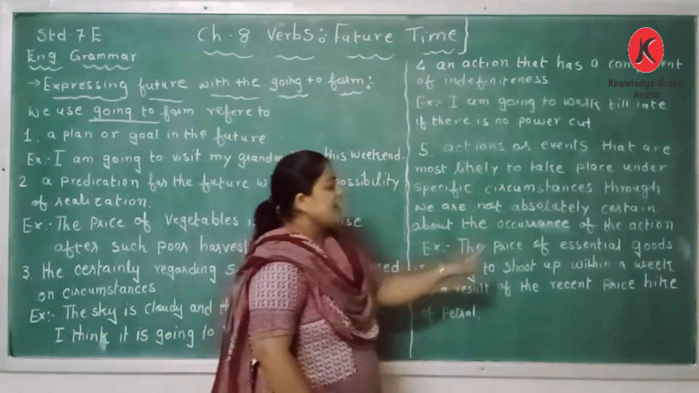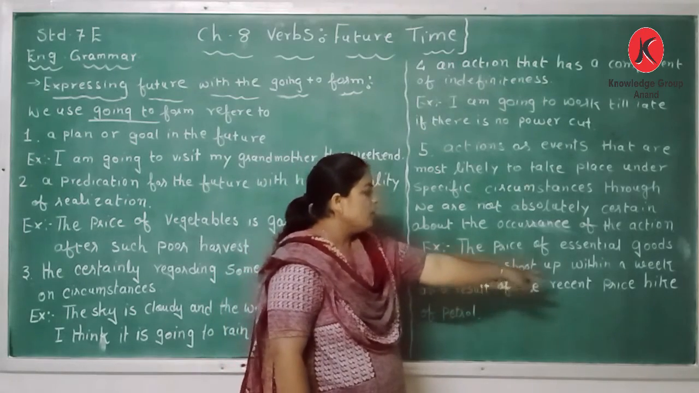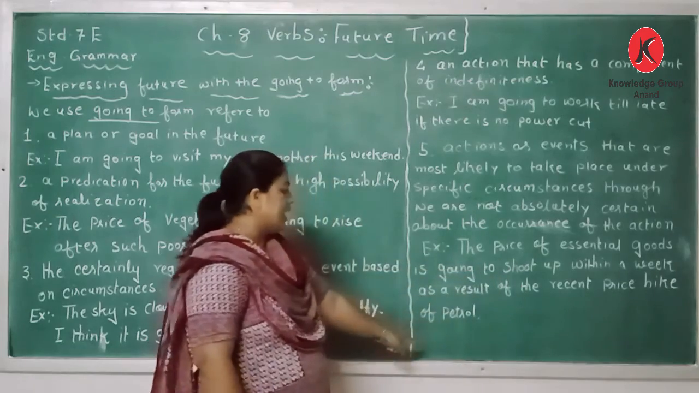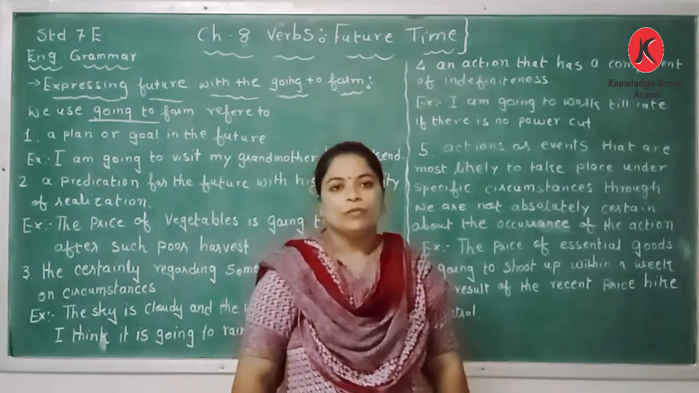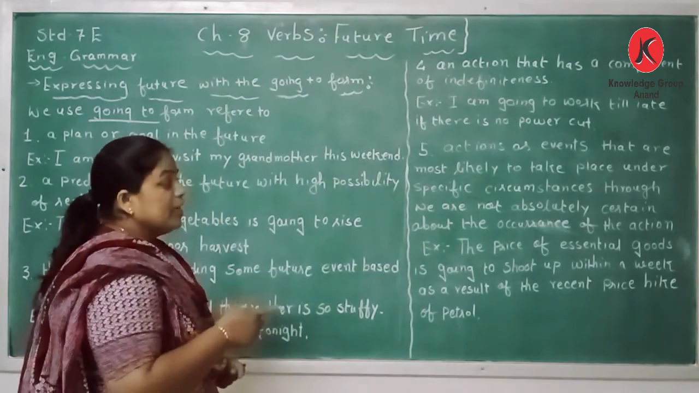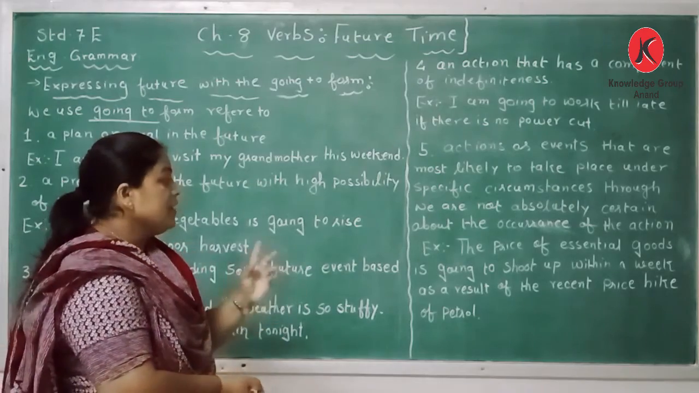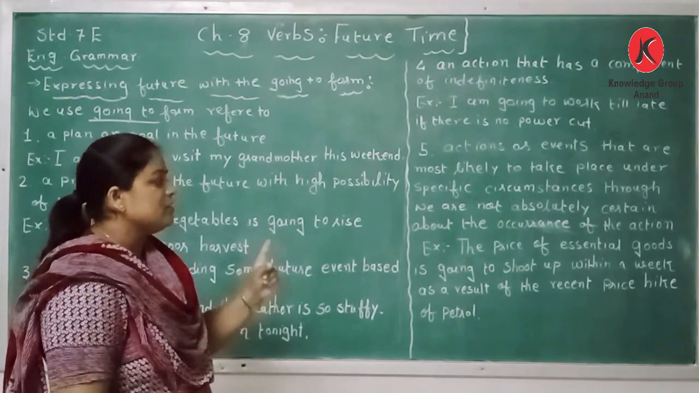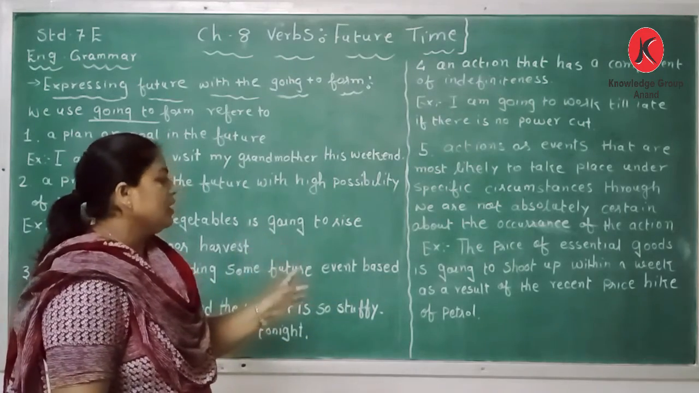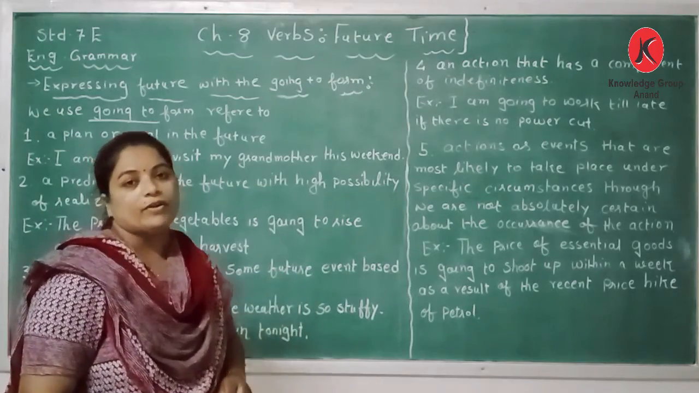The price of essential goods is going to shoot up within a week as a result of the recent price hike of petrol. So, actions or events, though we are not absolutely certain, which means we are not sure, still we use going to shoot up within a week as a result of the recent price hike of petrol.